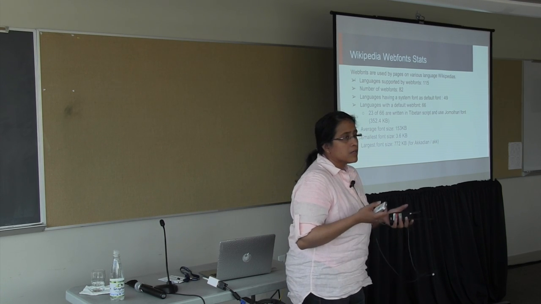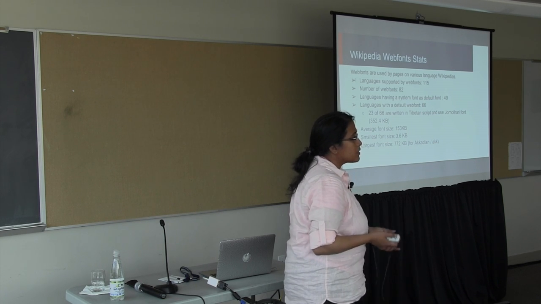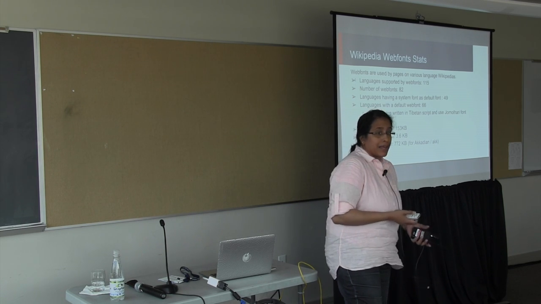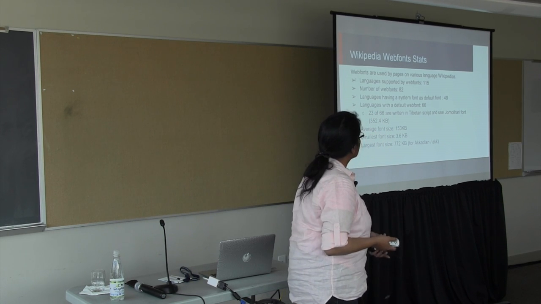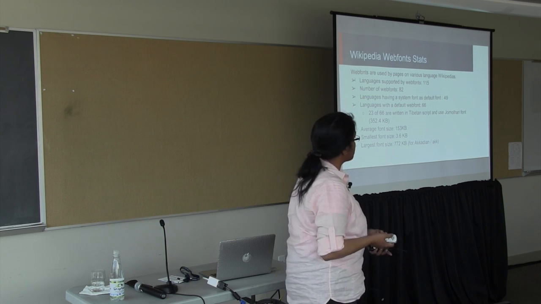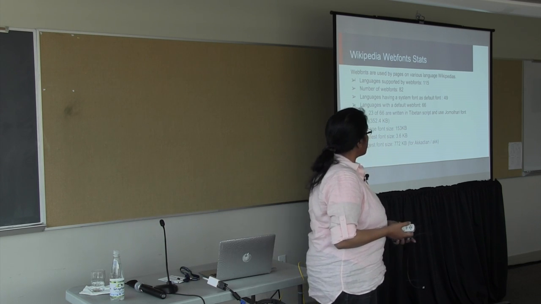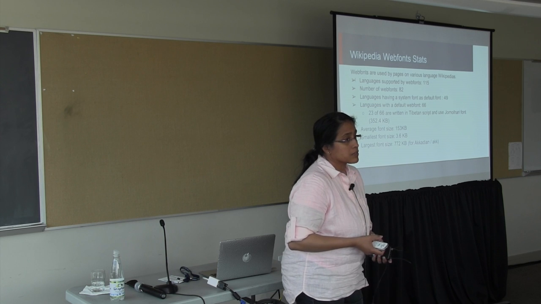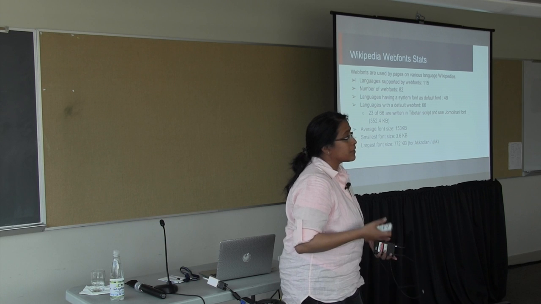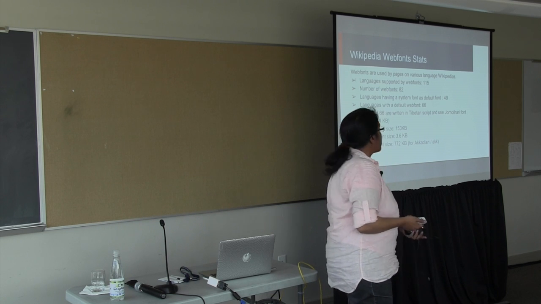So Wikipedia has 287 languages of content, right? That's a huge number of languages. And most of those languages are non-Latin languages, right? And the non-Latin scripts. The number of languages that are supported by web fonts actively are 115 out of 287. That's a significant number. And the number of web fonts that we are pushing actively is 82. So that maps to 82 distinct fonts that we have in our repositories, which are open licensed and actually can be reused by anybody else.